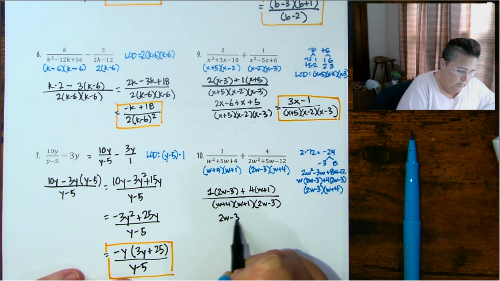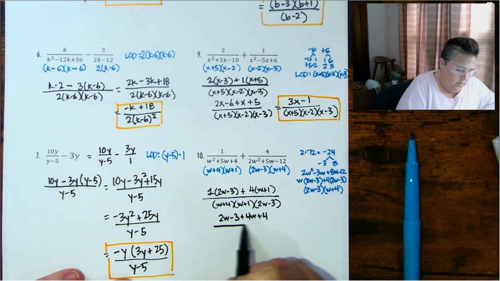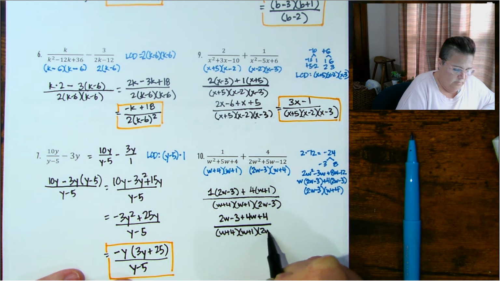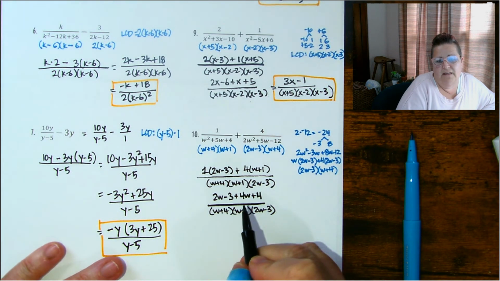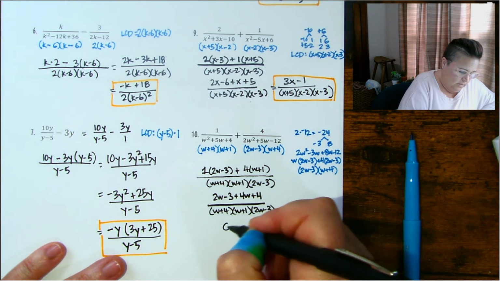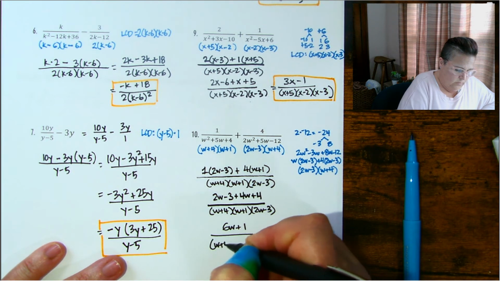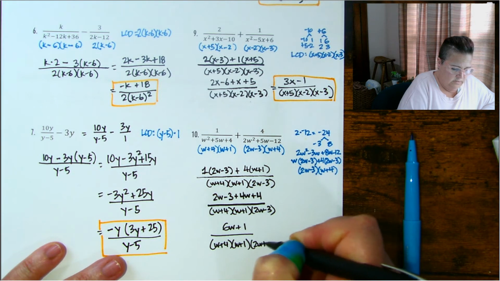Simplifying, I have 2w minus 3 plus 4w plus 4 all over the w plus 4, w plus 1, 2w minus 3, which when I simplify gives me 6w plus 1 over w plus 4, w plus 1, 2w minus 3.